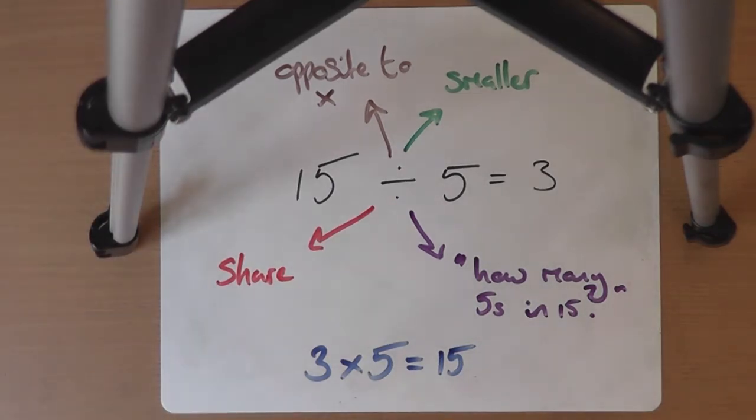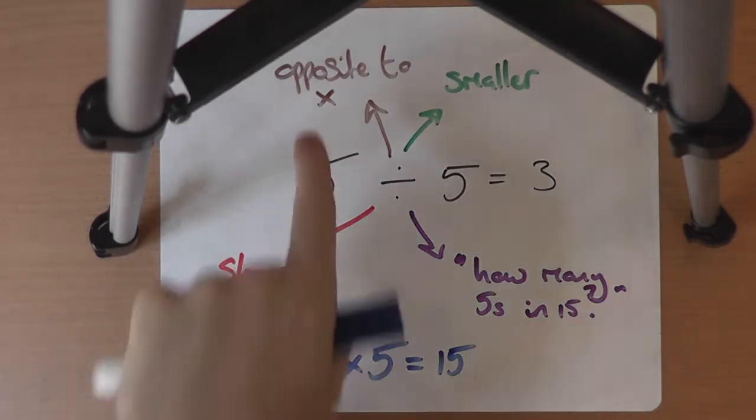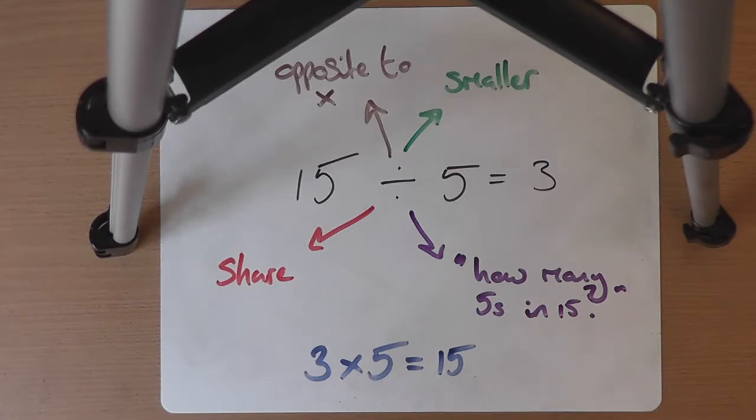This idea of making it smaller, because doing the reverse takes us back to where we started. And in fact, doing the reverse means we've also done the opposite to times. So all 4 definitions hold. Which of these is the best one?